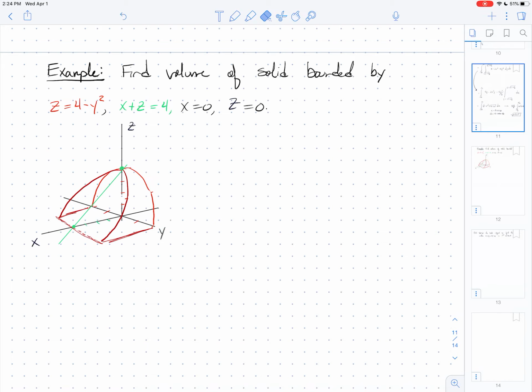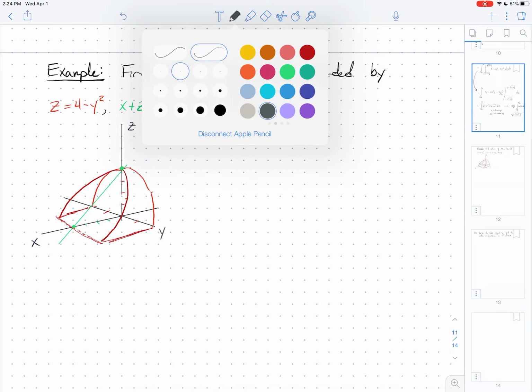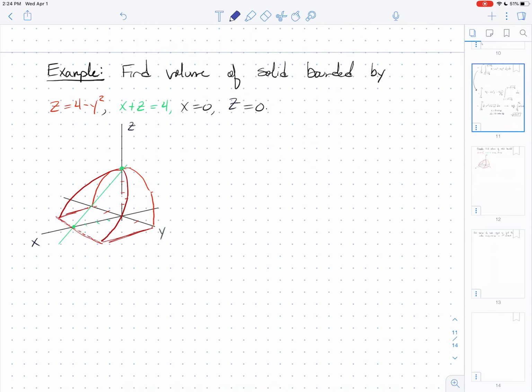Well, we have to figure out how to cut it. And what I want you to see right now is why I'm going to pick the cut that I am. So I often start by thinking about a type 1. I want to cut vertically along the z-axis.